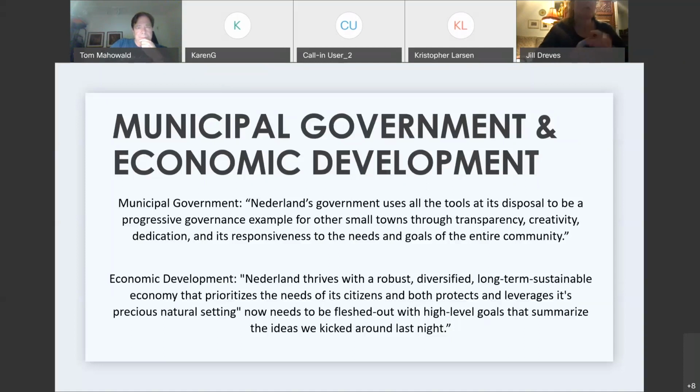I mean, so, I've been taking notes. This is what I think we have so far. Netherlands government is participatory and an example for other small towns through transparency, creativity, dedication, and its responsiveness to the needs and goals of the community. Yeah.